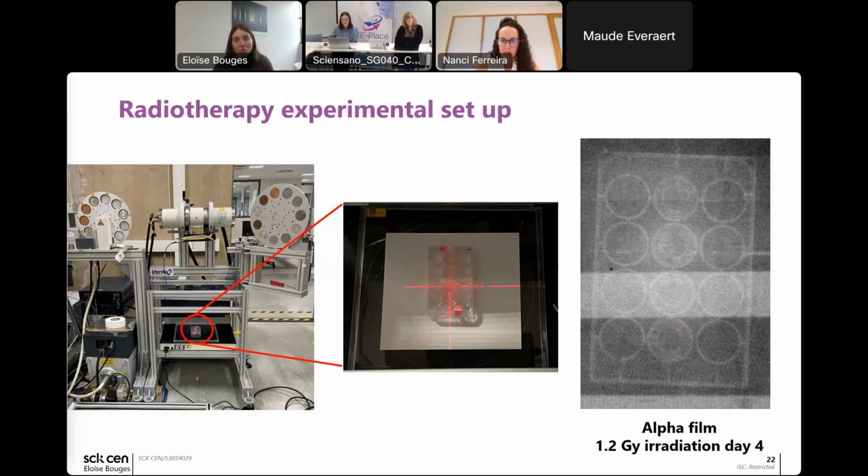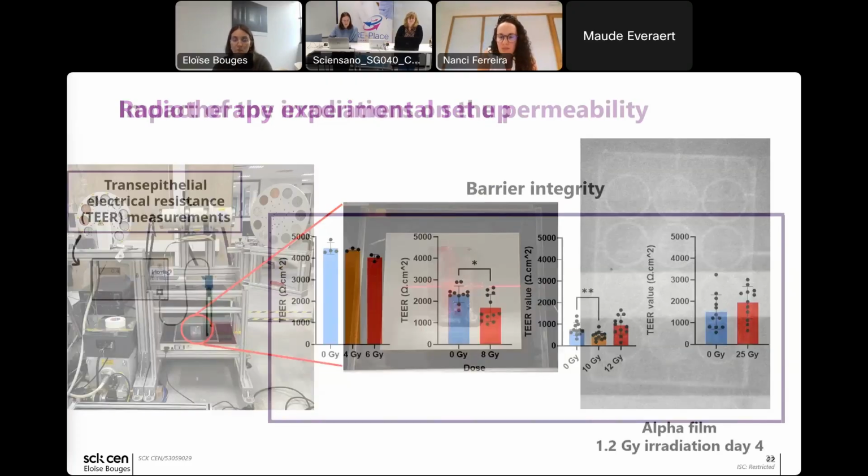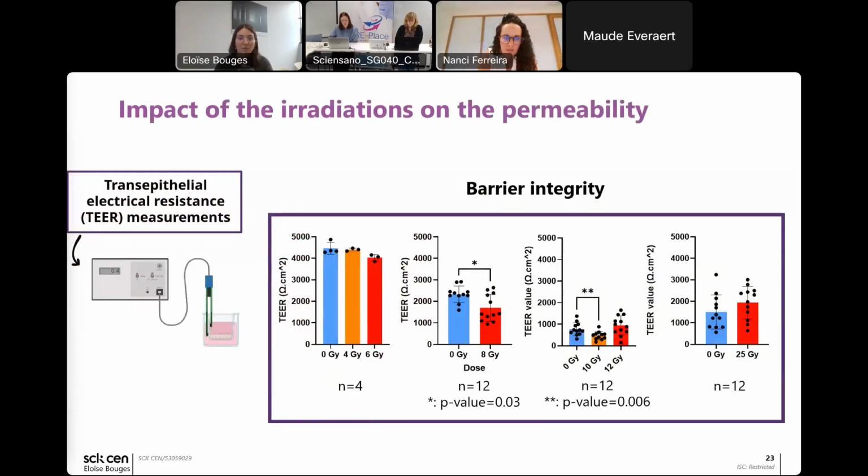So to have an idea of the impact of the irradiation, we looked at permeability. So again, we used the tear measurements that I mentioned before. And in the irradiations that we did, we noticed two different significance of an impact and a decrease in this barrier integrity after 8 and 10 grays.